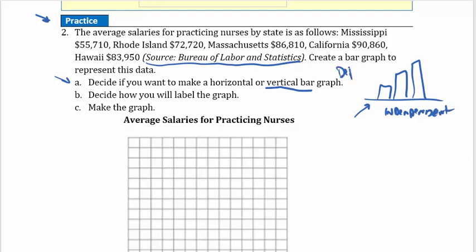And our dependent variable on the side here. So this one always depends on this one down here. So something to keep track of here as we're making these graphs. So go ahead now and pause your video player, and we're going to make a bar graph for the average salaries of practicing nurses based on their states. When you're done, hit play to see how you did.